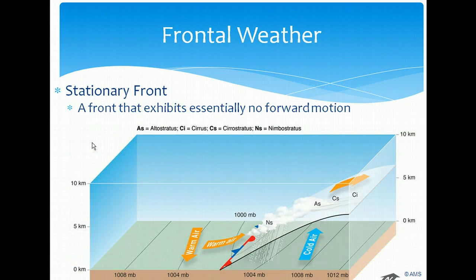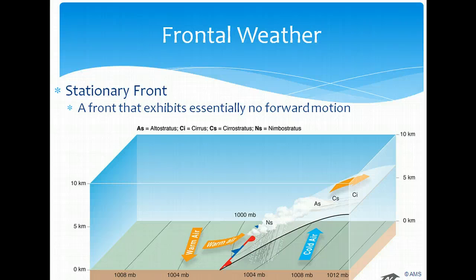Here's an example of a stationary front. The vertical scale in this figure is greatly exaggerated, but it gives you an idea of the different cloud types: nimbostratus, altostratus, cirrus, cirrostratus. They can be formed as a front passes through.